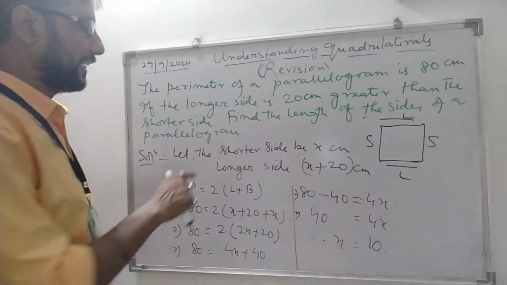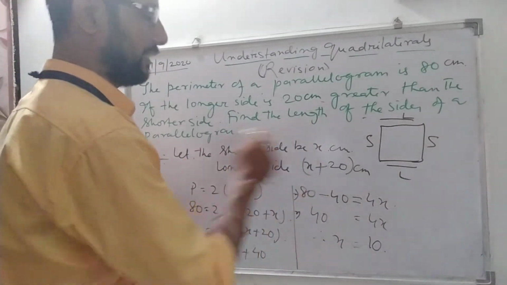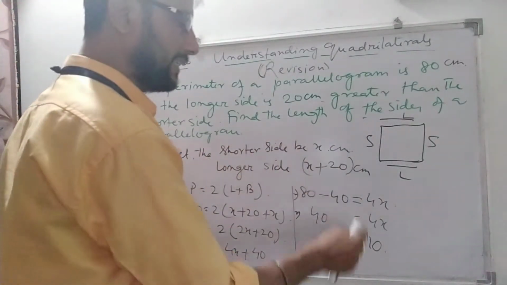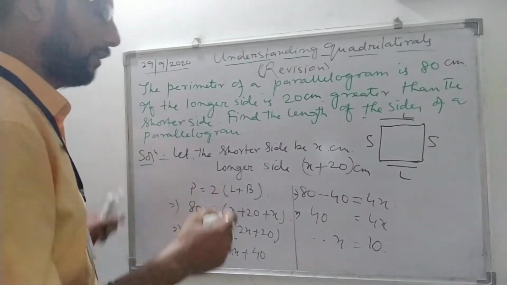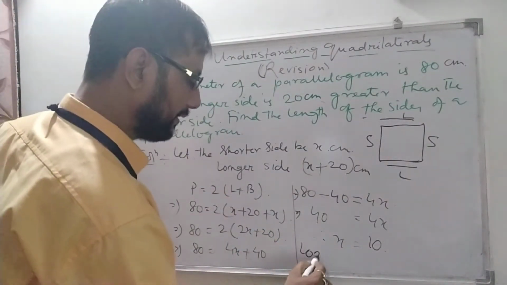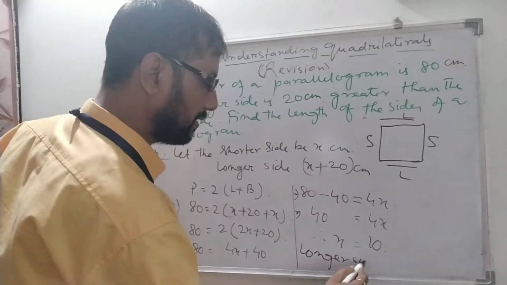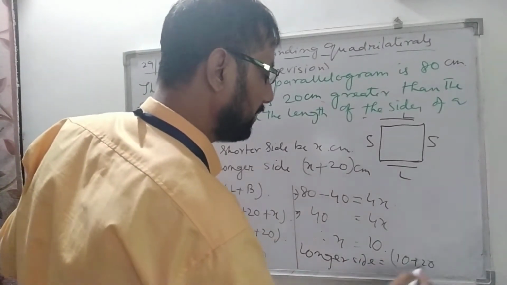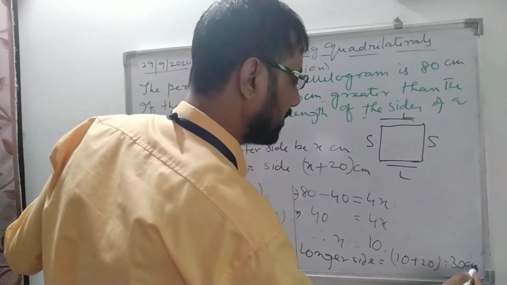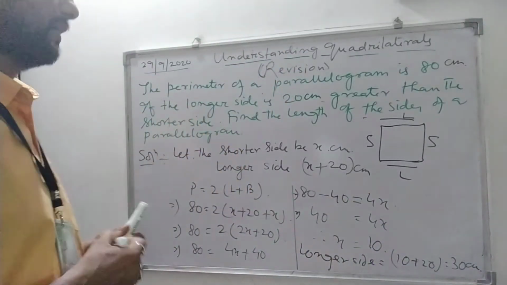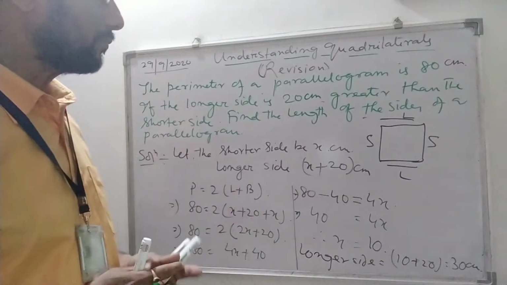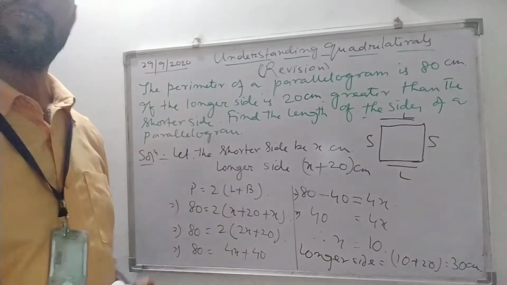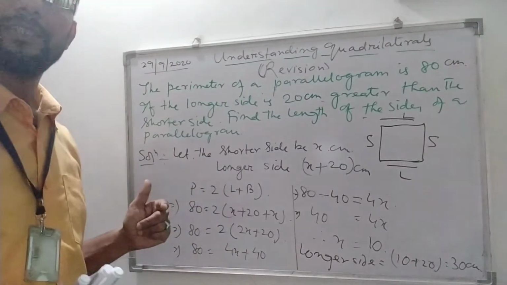But we considered the shorter side to be x centimeter. It means the shorter side is 10 centimeter. The longer side will be 10 plus 20, which is equal to 30 centimeter. So students, this is the question on perimeter from understanding quadratics. Please go through the video and try to understand it.